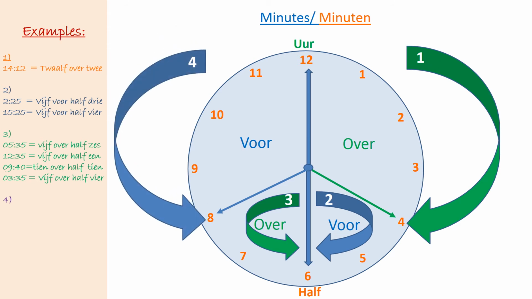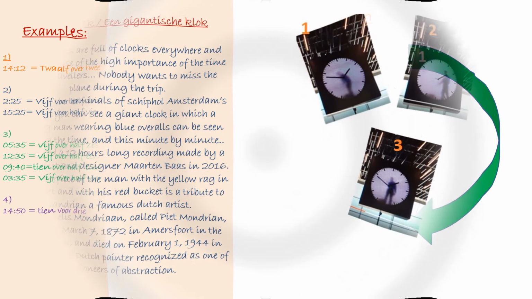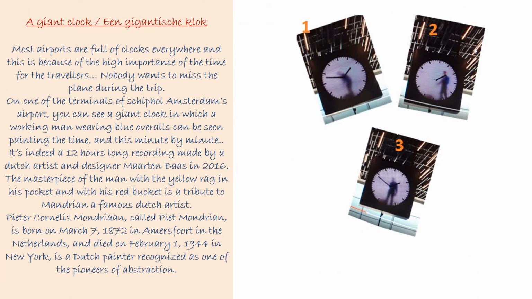Fourth, from 40 to 60 minutes, until the hour, we say the number of minutes plus for plus uur. Let's see an example. 14:50 is 10 for 3. And now, do you remember the picture and the question?